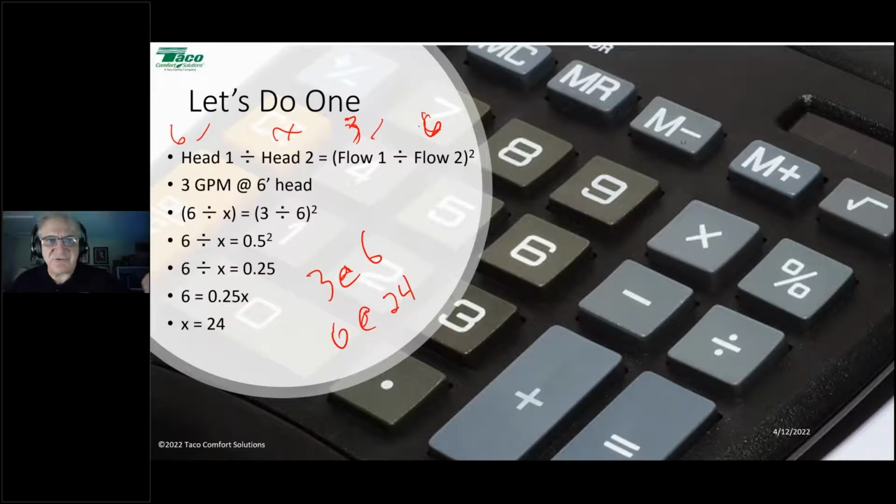And we can plug in different flow rates here. We can do 4, we can do 5, whatever we want. We can do all those different numbers. That's how we get our points on the plot, to plot out our system curve.